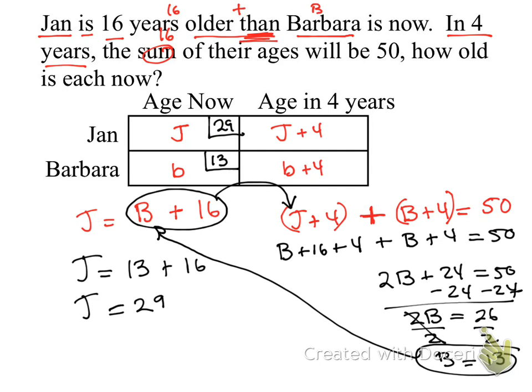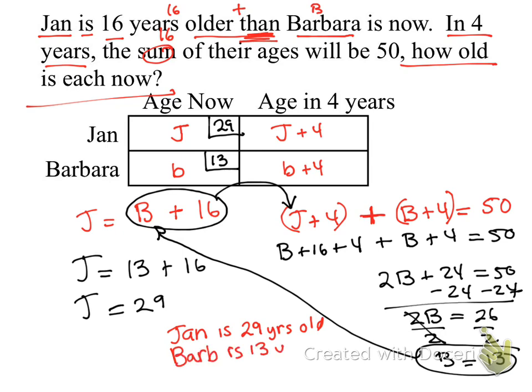So my answers are Jan. It says, how old is each now? I always go back. How old is each now? Jan is 29 years old, and Barb is 13 years old. Okay, questions? Okay. Can I erase? Yeah. Seems pretty easy. Just wait till you get to the word problems.